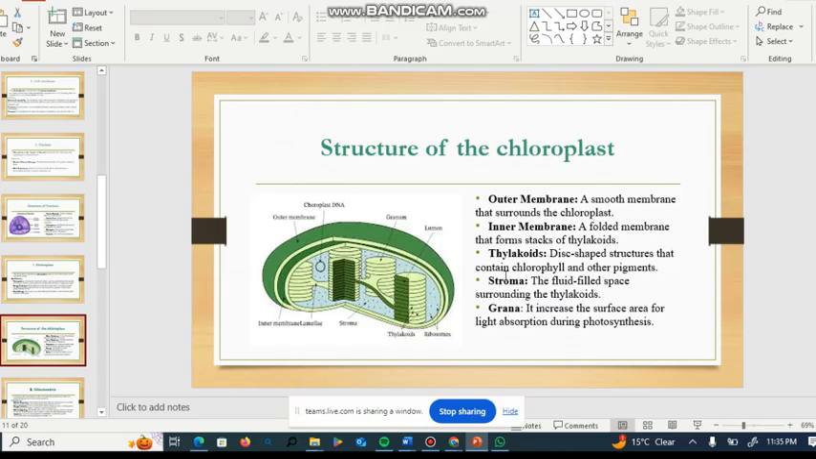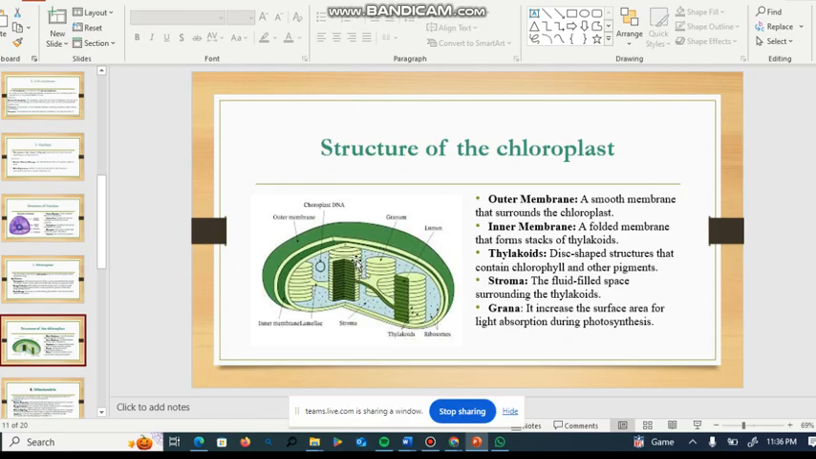Then we have the stroma here. It is the fluid-filled space surrounding the thylakoids. And the last one is the grana here. The grana increases the surface area for light absorption.